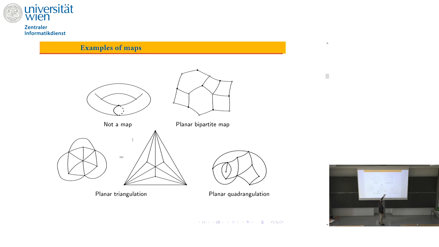However, on the right-hand side, you have something that's a genuine map. It's also planar, obviously, and it's also bipartite because the underlying graph is bipartite. There, I have a planar triangulation with two different representations because I can just deform the edges however I want. What's really important are the incidence relations between the triangles, and we'll see why we can encode that with permutations. And here it's quadrangulations, meaning that I have glued rectangles, quadrangles, if you want.